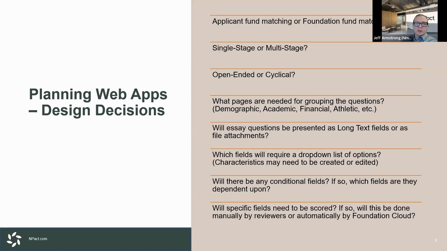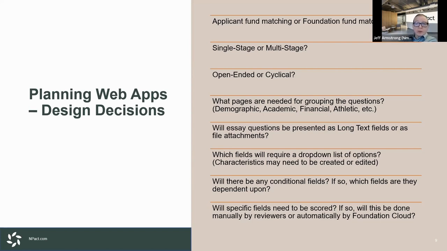But what we often see is demographic questions, academic questions, financial, maybe athletic if it's an athletic scholarship, etc. But how do you want to group your questions into pages? And then some decisions to make about the specific questions you're asking your applicants. So for essay questions, do you want to do long text fields and let them type into the portal, or paste things in, or do you want to do file attachments and let them upload Word documents and PDFs for their essay questions?